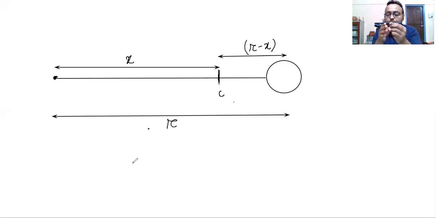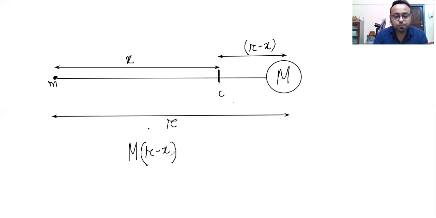At equilibrium, suppose you are balancing and the thing is perfectly balanced. The mass of the nucleus is capital M and the mass of the electron is small m. That means capital M into its distance from the center of mass, that is r minus x, should be equal to the mass of the tiny electron multiplied by its distance from the center of mass, mx. That should be the case. This is called the moment of mass at equilibrium.